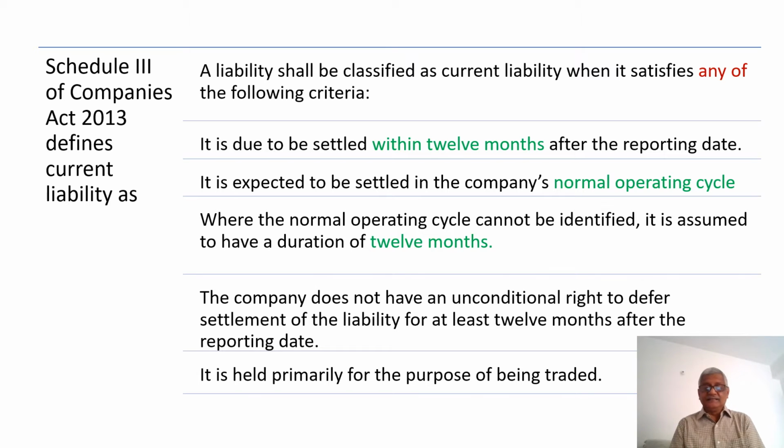The next condition: the company does not have an unconditional right to defer settlement of the liability for at least 12 months after the reporting date. That is, the company doesn't hold a right to defer it or extend it beyond a period of 12 months. The last one: it is held primarily for the purpose of being traded. That is, anything which is meant for sale or any item which is related to the item to be sold is called a current liability.